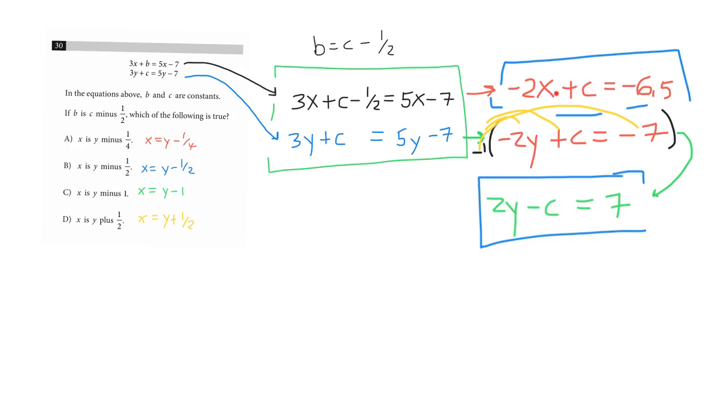All you have to do now is work with this one and this one. Negative 2x plus 2y is going to be negative 2x plus 2y. These c's are going to cancel. And then negative 6.5 plus 7 is going to be 0.5. So at the end of the day, after adding those equations, you're going to have negative 2x plus 2y.